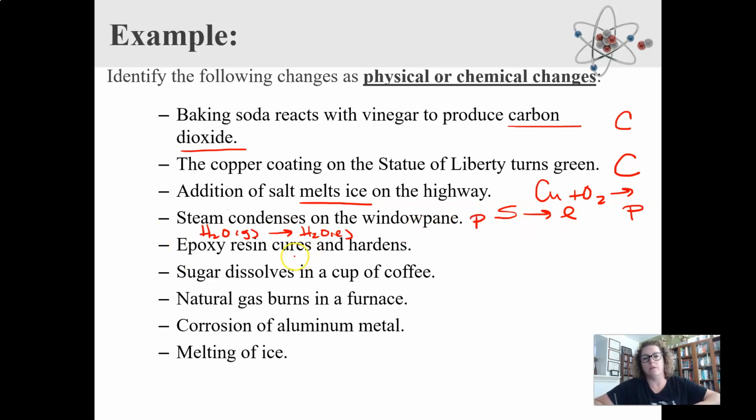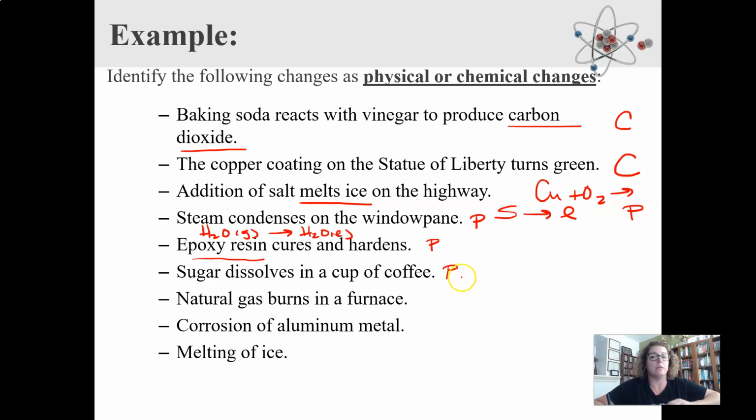Now, epoxy resin, if you're not familiar with it, you don't really need to know much about it, but it says it cures and it hardens. So maybe it was a liquid and it hardened, so maybe it turned into a solid, okay? Definitely, I still have the same original substance. I didn't create anything new. So definitely a physical change. Sugar dissolves in a cup of coffee. Okay, so you take that sugar and dissolve it in a cup of coffee. I didn't create anything new. I just got sugar coffee. Okay, that's all it is. So definitely a physical change. And before you probably think, well, how are you going to get that sugar out of the coffee? Well, you can.